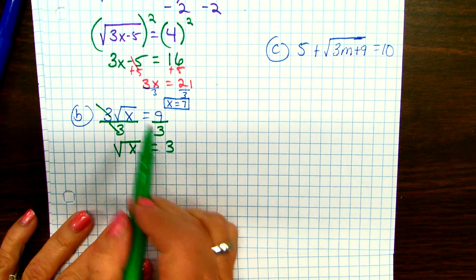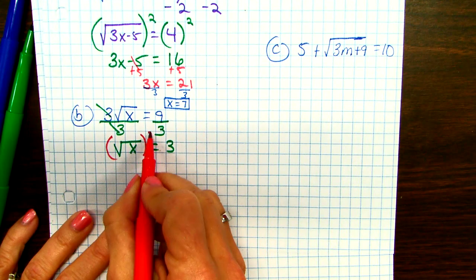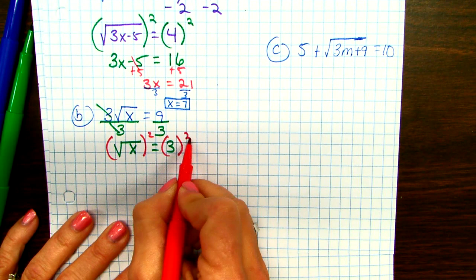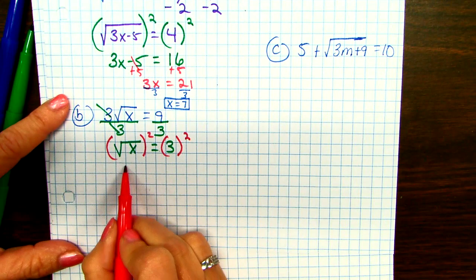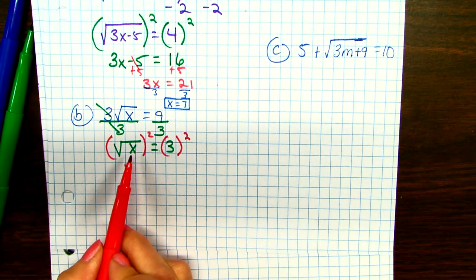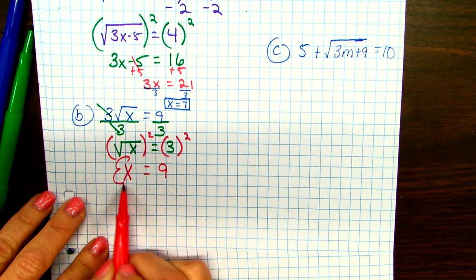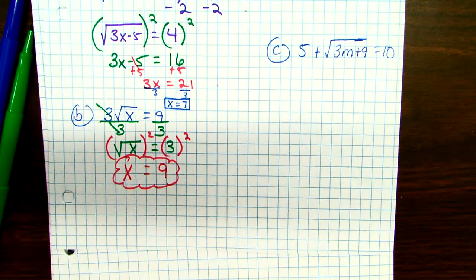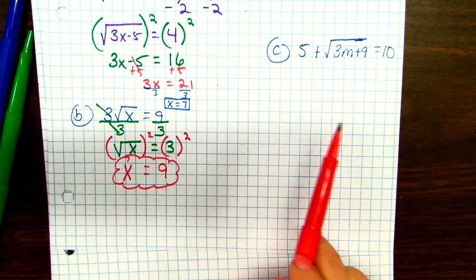And now that the radical is by itself, that's when we get to do the square of this side, the square of that side. And when you square a square root, it gets rid of all that. And you're just left with what's under the radical. That's called the radicand, what's left underneath. And then 3 squared is 9. Easy peasy. Now look at the difference between B and C. Mistakes happen here.